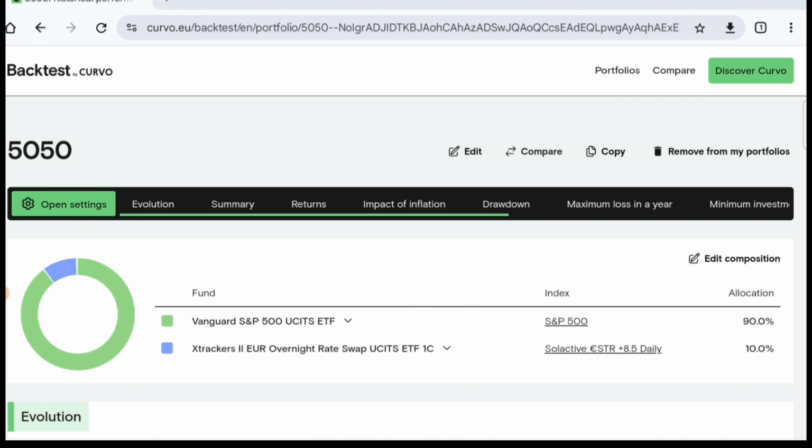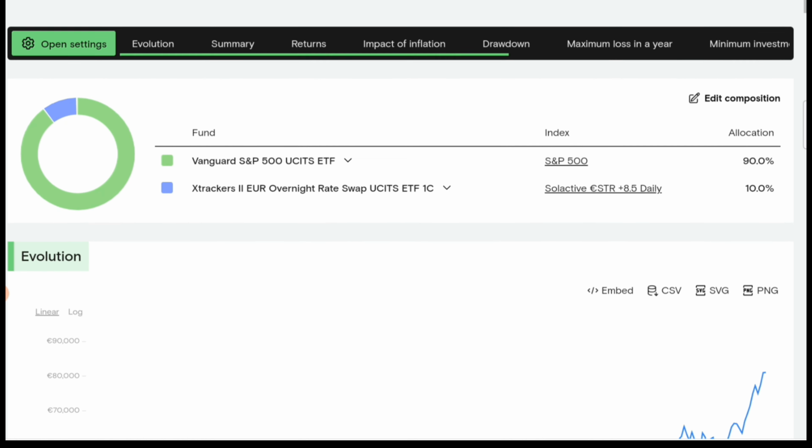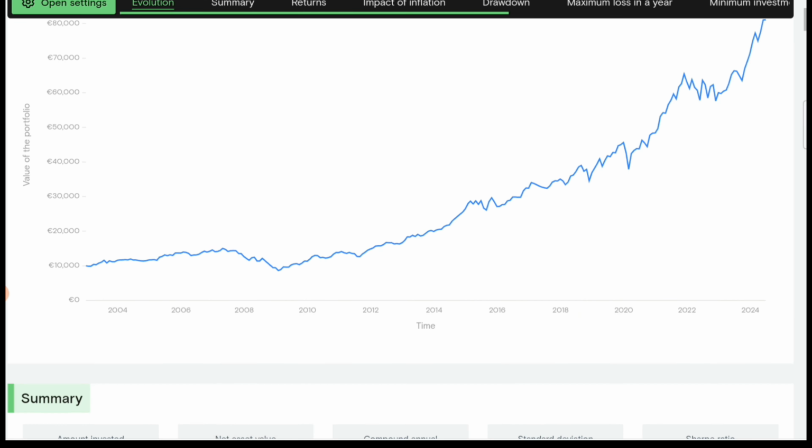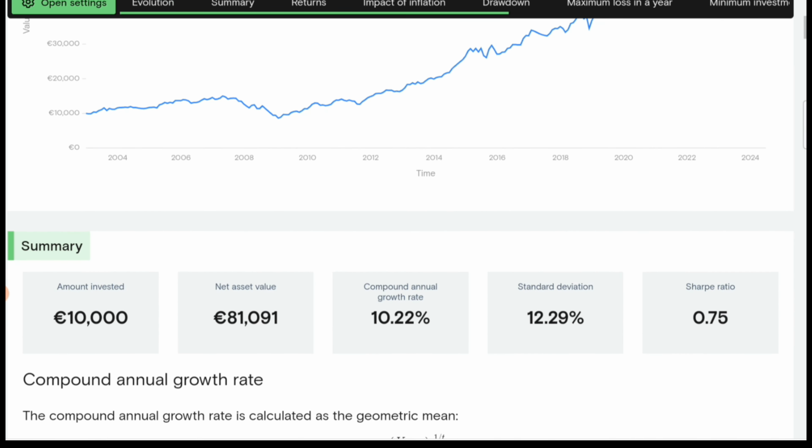There we go. It's recalculated. Let's scroll down now and see how we've fared. So we'll go to the summary first. And in the summary here, we can see that the annual return has been 10.22%. Oh, that's excellent. That is a fantastic number. Anyone would be pleased with that kind of a return.